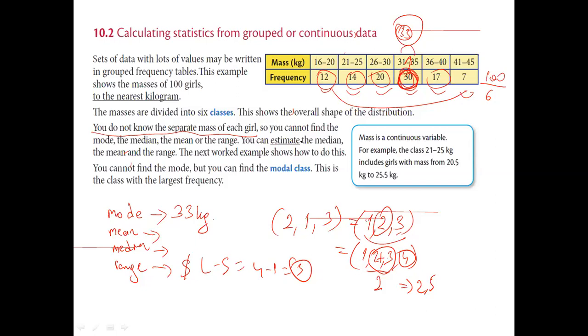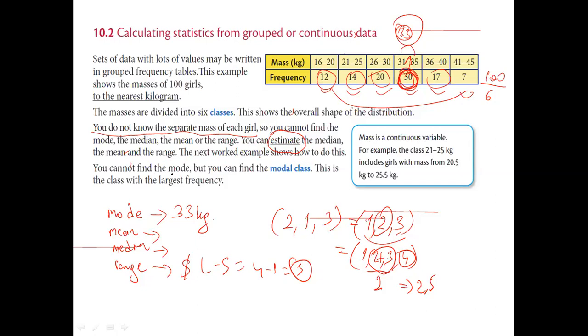You can estimate the median, the mean, and the range. What does estimate mean? Check with the dictionary. Estimate means approximately. The next worked example shows how to do this.